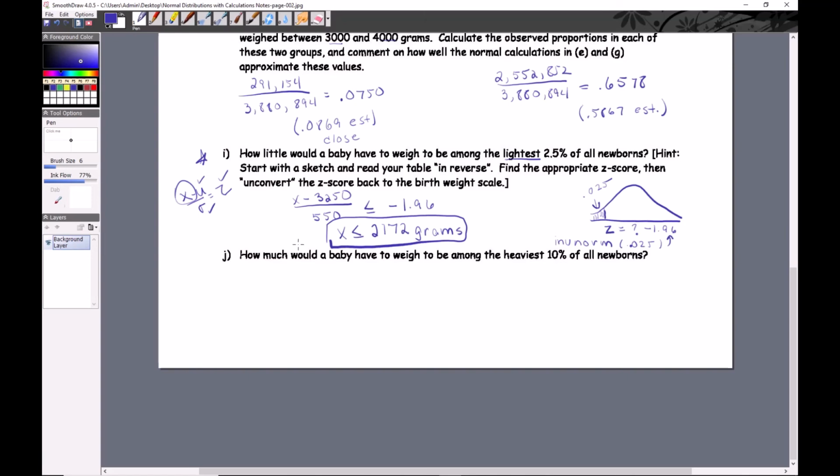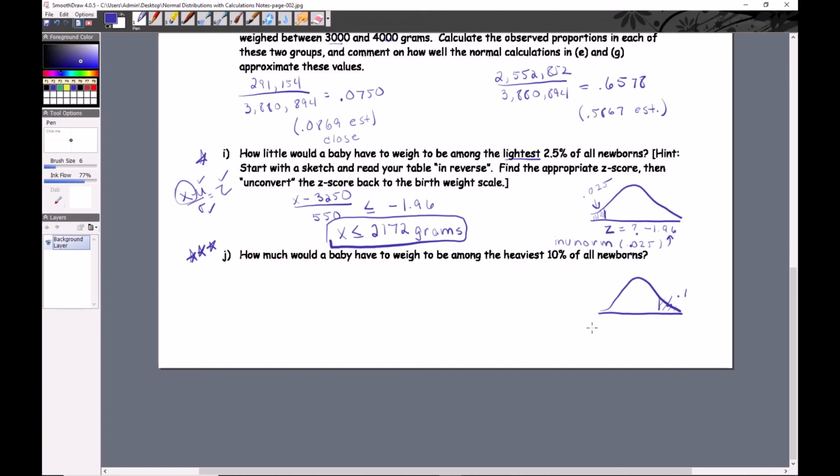All right? So this next and last one is actually the same thing, but I'm going to put 3 stars on it because there's a little feature about it that makes kids miss it and go crazy. Now you want to know how much a baby would have to weigh to be among the heaviest 10% of all newborns. That is the other side of the curve, all right? So here's your curve, and the upper 10% would be here. So let's call that 0.1, okay? Color it in if you want.